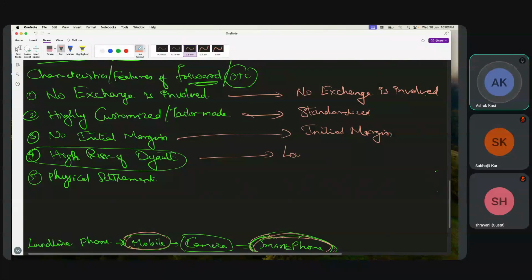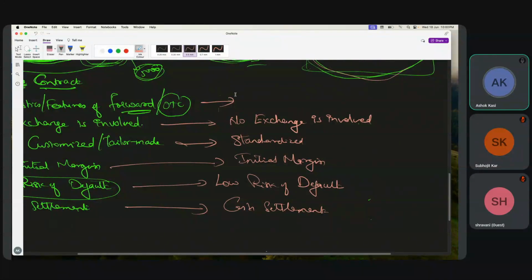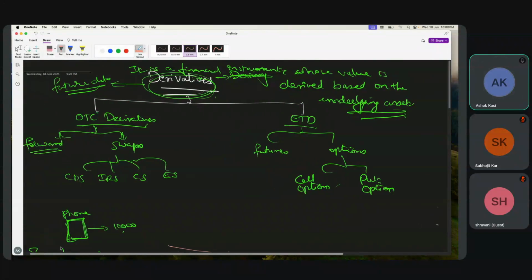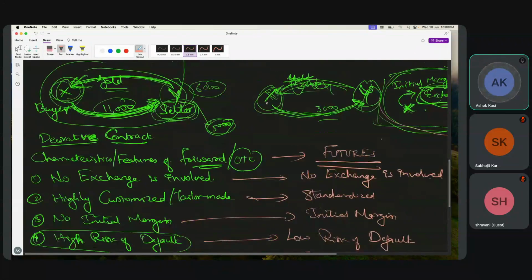High risk of default becomes low risk of default. Physical settlement becomes cash settlement. What is this? I will talk about it. Cash settlement, I need to talk. Okay, now when so many changes are happening, I have to change the terminology also, no? So they gave you new terminology: futures. And these are all the characteristics of futures. So from forward, now we are jumping to future, exchange traded derivatives. All these are characteristics of futures or exchange traded derivatives.